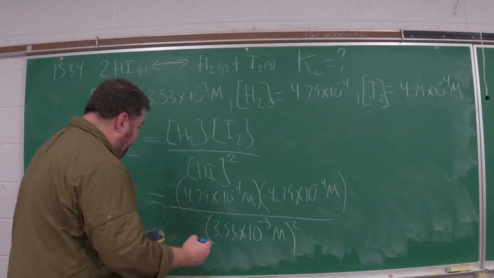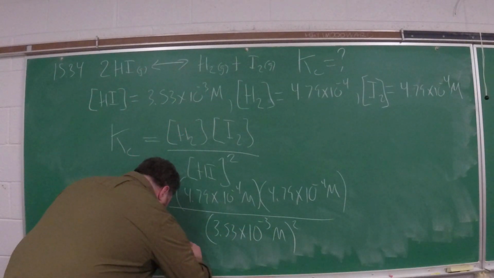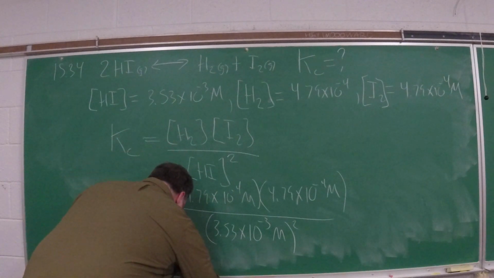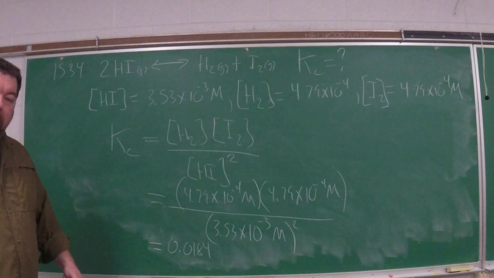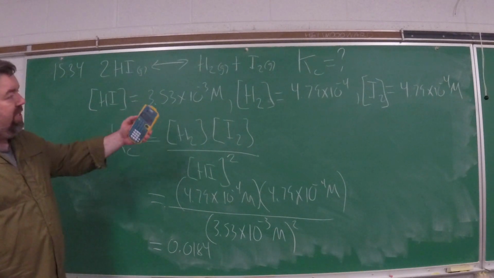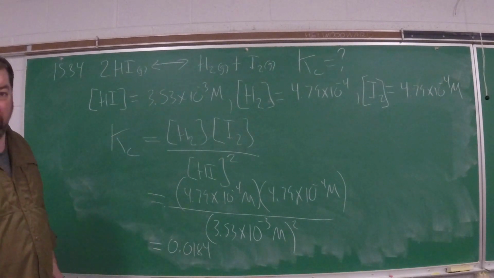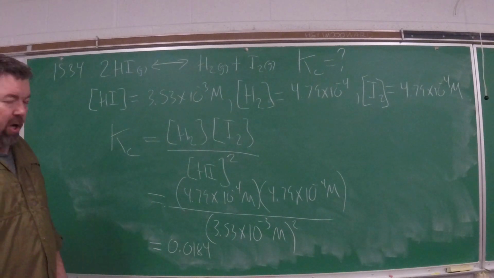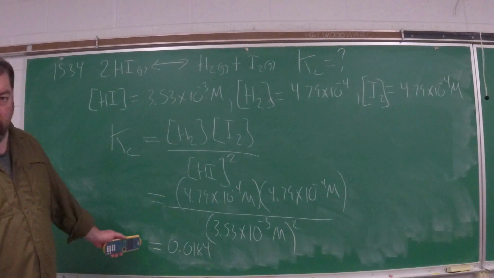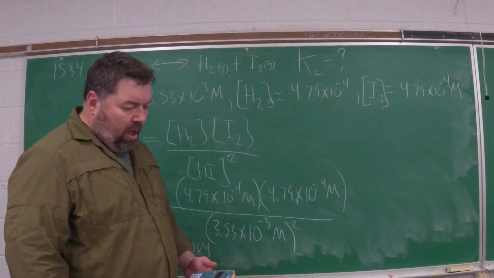And if I did, I'm getting Kc is 0.0184. Remember, no units, right? 3 sig figs, no units. Pretty straightforward. All you have to do is plug the numbers in, right? Any questions? Email me. We will do another one.